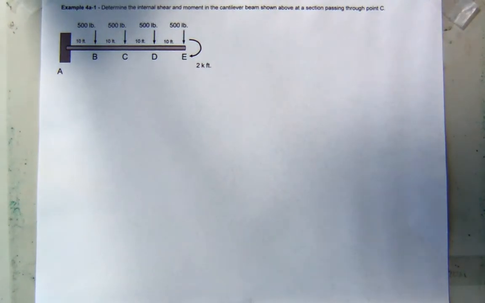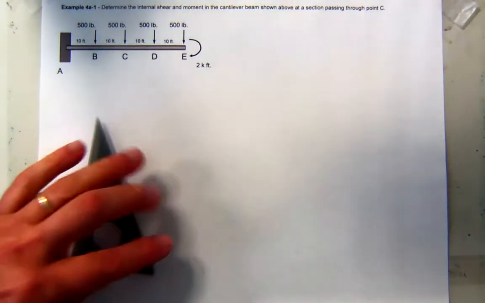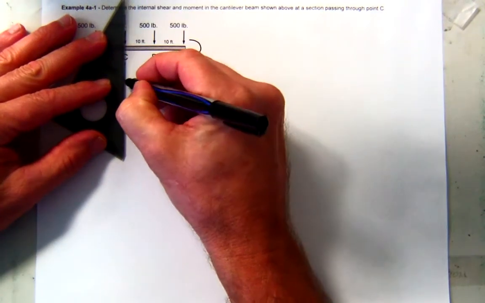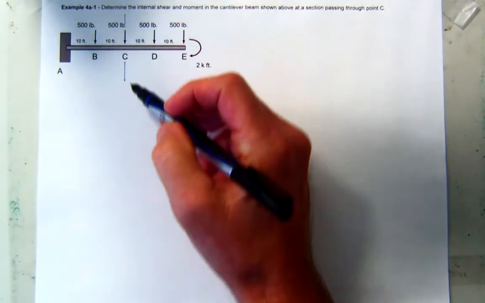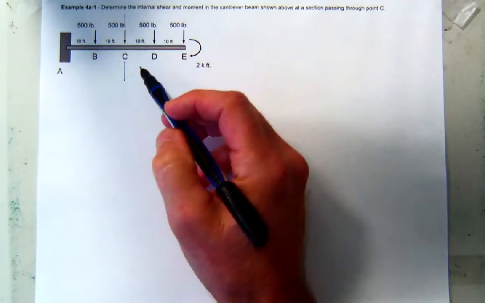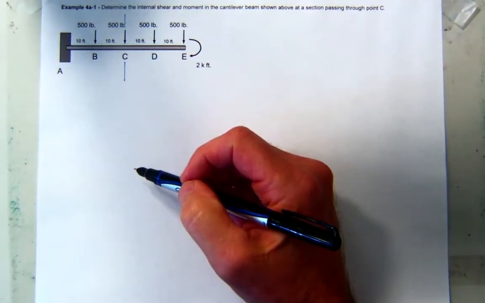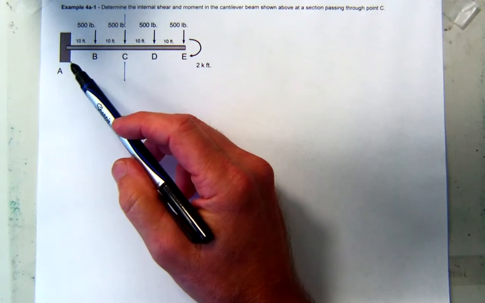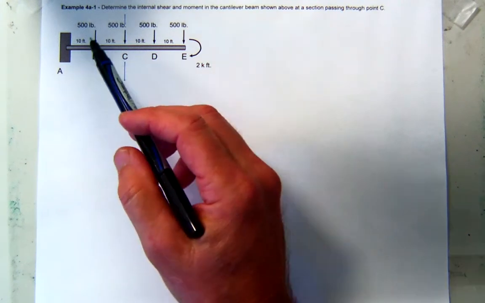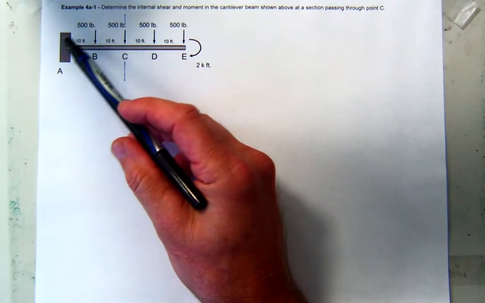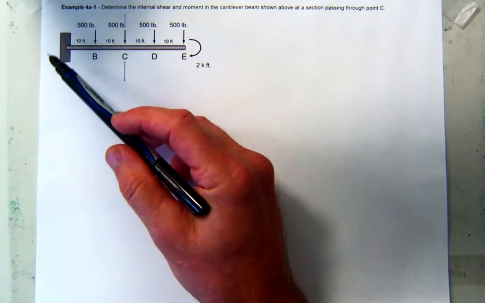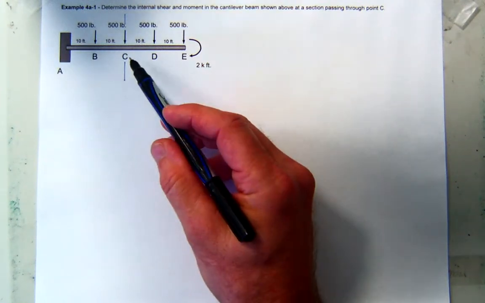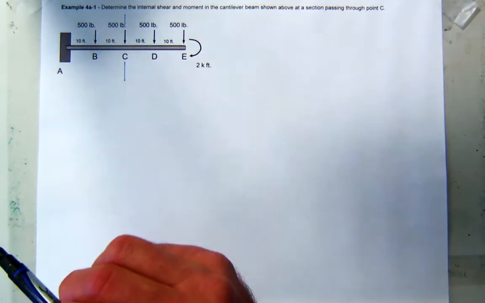Okay? So what I like to do is first go to that point C and draw a line. There's my section. Then I have to ask myself, do I want to work the left side or the right side? If you did choose the other side, that's okay, it will work, but you have a little more effort to put out because you've got to find the shear force and the bending moment here at A. So in this case, we're going to look at the left-hand side.